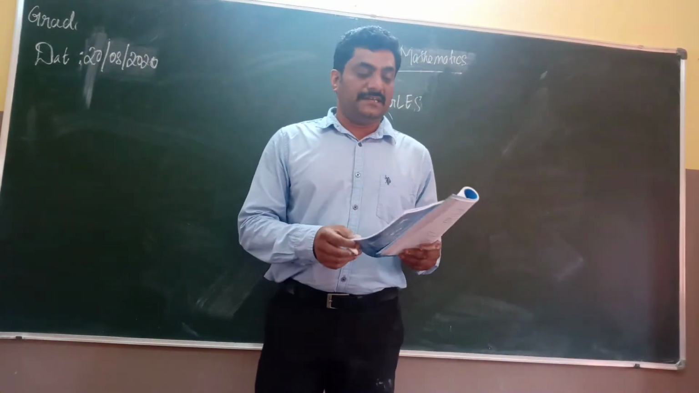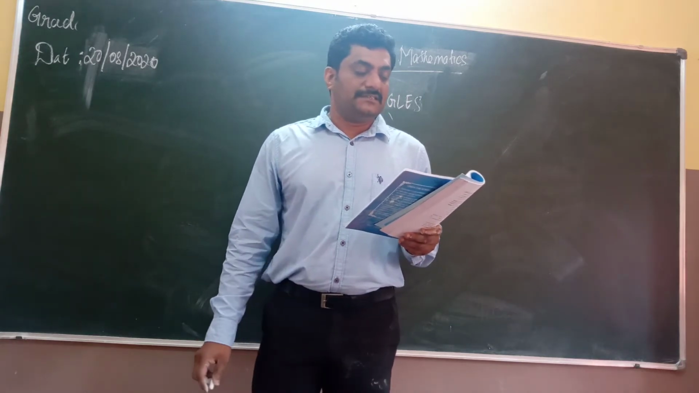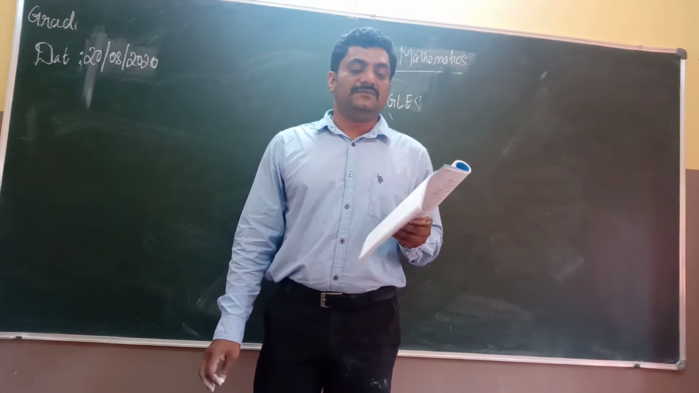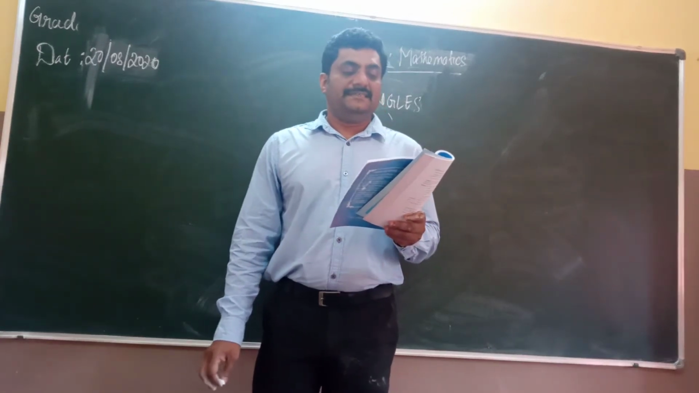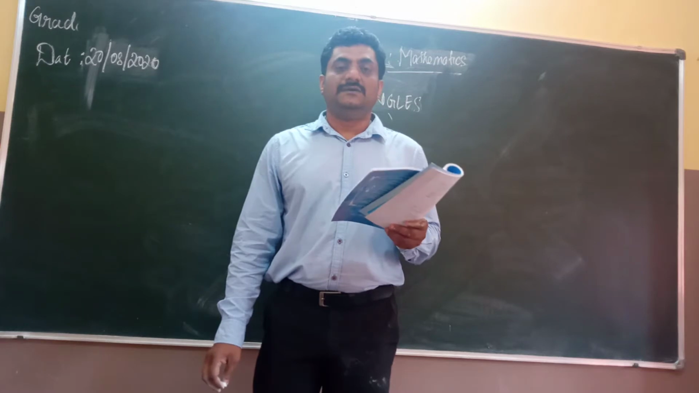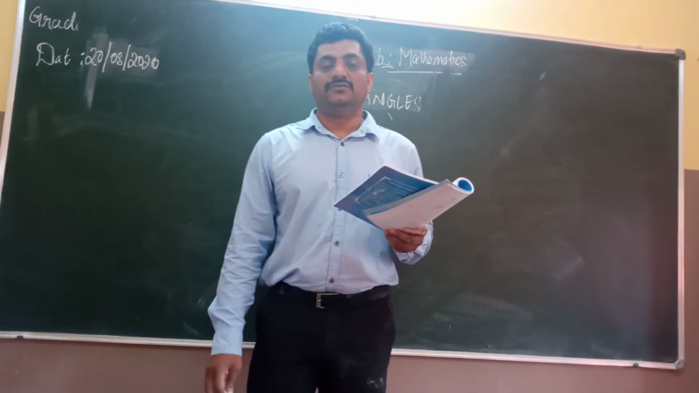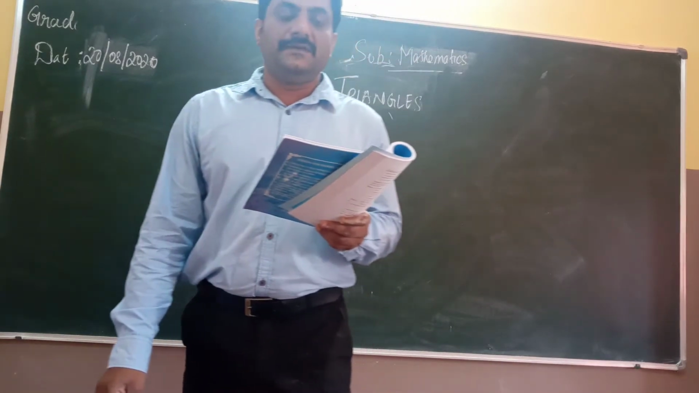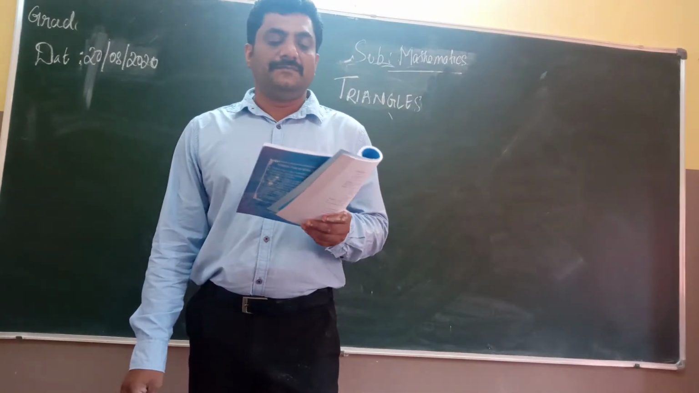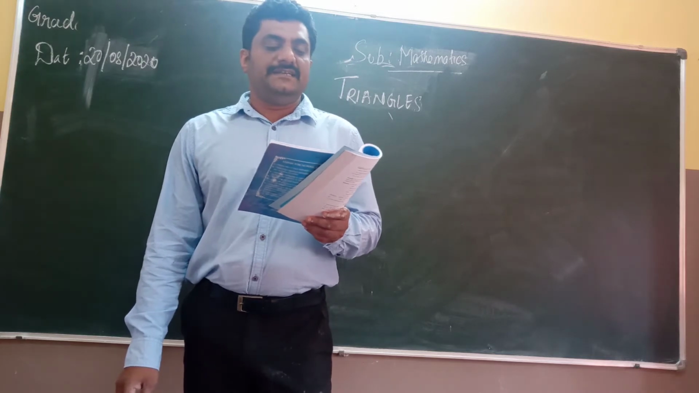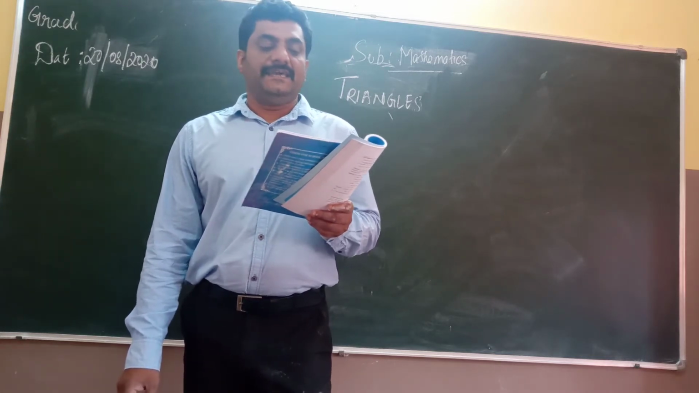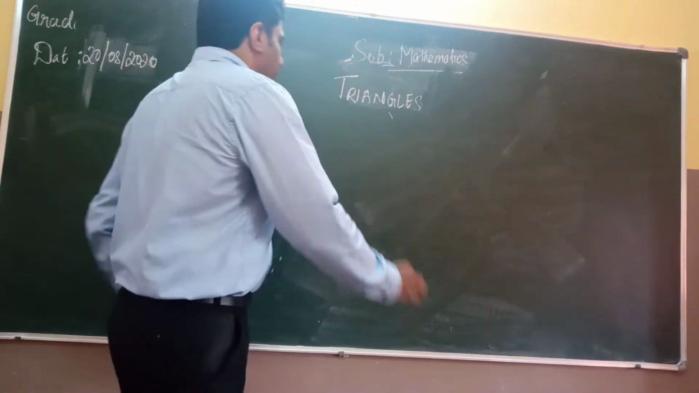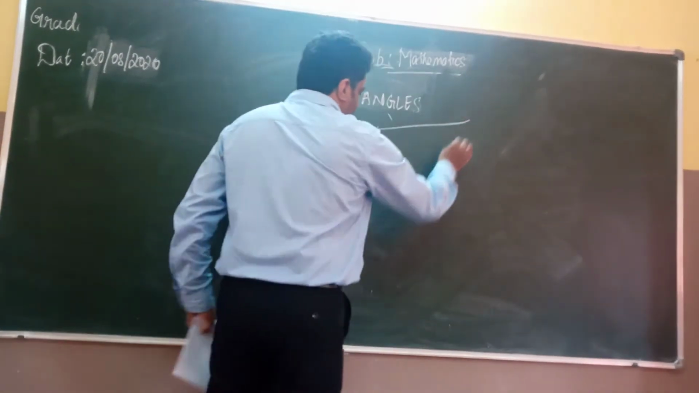In 5.1, the first one is already done. Now the next question: ABCD is a quadrilateral in which AD is equal to BC and angle DAB is equal to angle CBA, as shown in the figure. Prove that triangle ABD is congruent to triangle BAC, side BD is equal to AC, and angle ABD is equal to angle BAC. Now let's draw the quadrilateral and see how it looks.